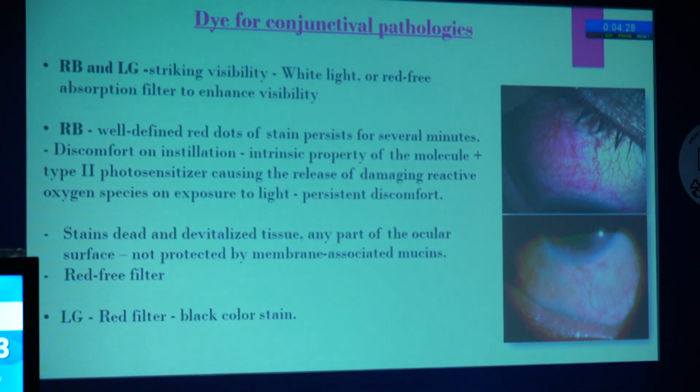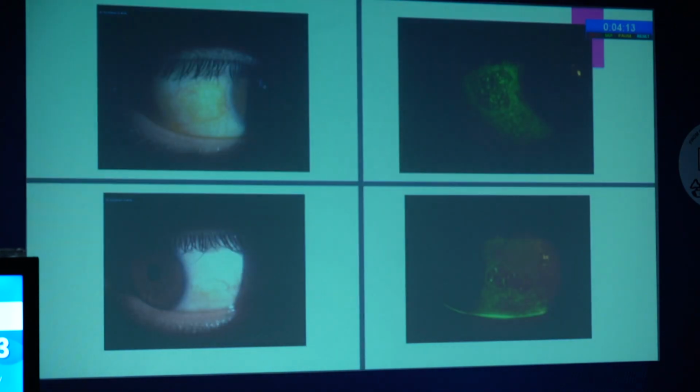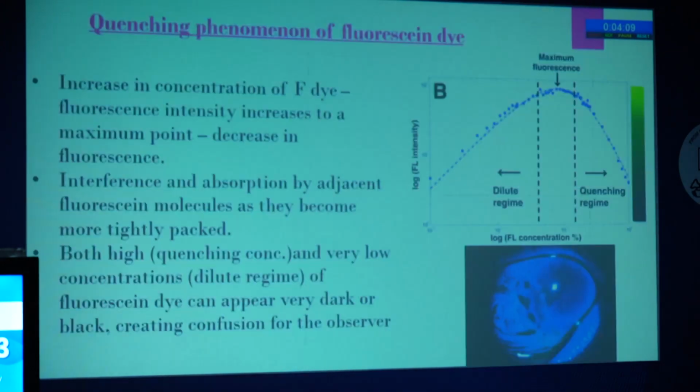But as rose bengal causes a stinging sensation and is not very comfortable for the patient, we have mainly shifted to Lissamine green. But if we need to use one dye for both conjunctiva and cornea and we are using fluorescein, then we need to use the yellow filter for seeing the conjunctival pathology. Like this was a case of conjunctival xerosis, Bitot spot, quite easily visible with the yellow filter.